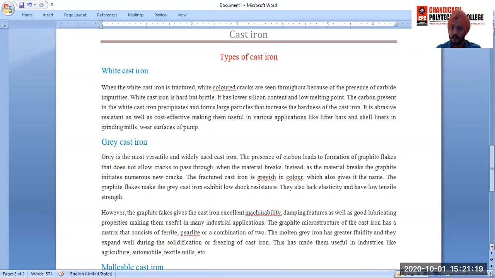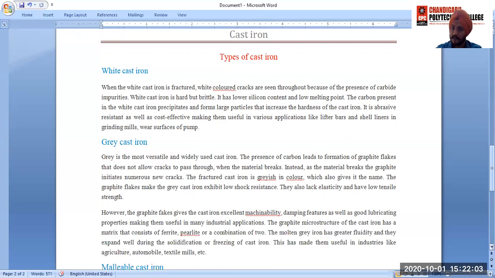First of all, I'll start with white cast iron. What is white cast iron? When white cast iron is fractured, white-colored cracks are seen throughout because of the presence of carbides. While white cast iron is hard but brittle, it has lower silicon content and a low melting point. The carbon in white cast iron can form large particles that increase its hardness. Carbon is the main element added to the iron to increase its hardness.